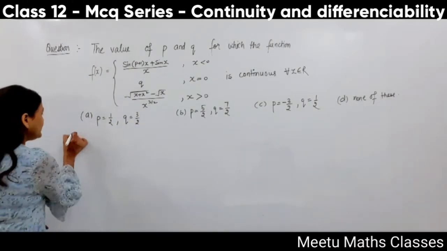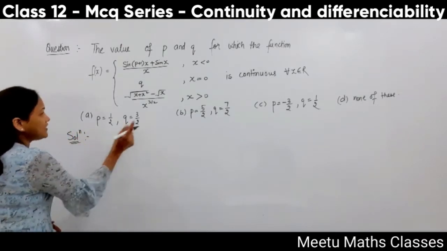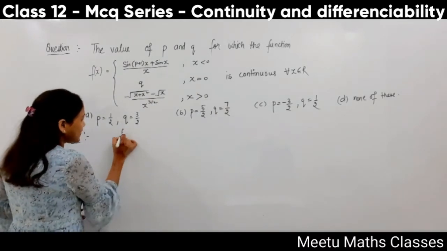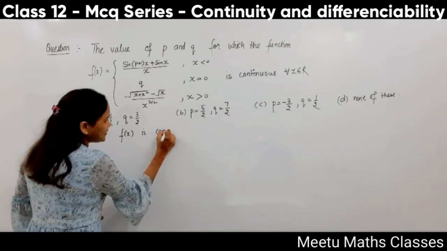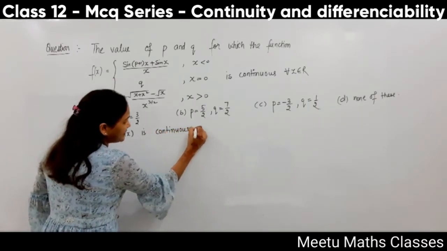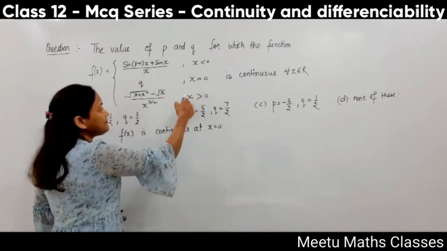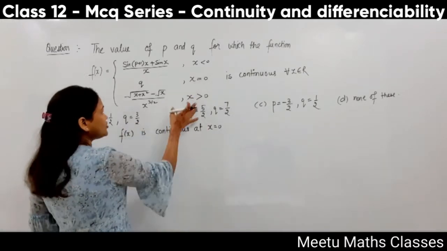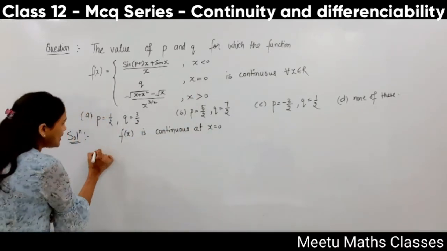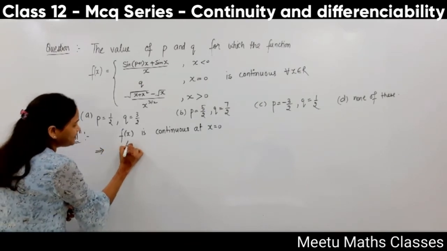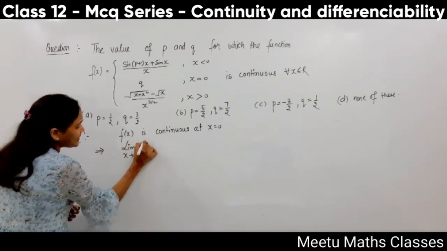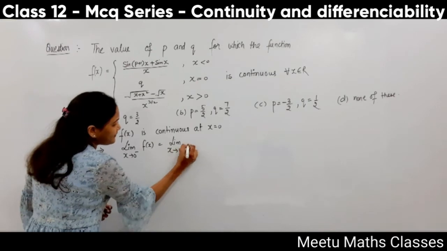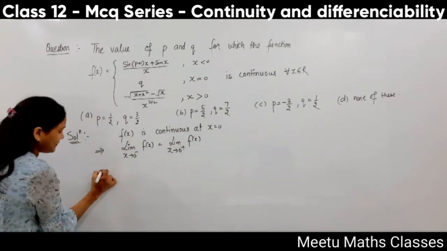Now we know that your function is continuous for all x belongs to R, on the whole domain. That must imply that your function f(x) is continuous at x is equal to 0 also, because 0 is the break point of the function. So you can use this fact that your f(x) function is also continuous at x is equal to 0. That must imply that the left hand limit, limit x tends to 0 minus f(x), is equal to limit x tends to 0 plus f(x).